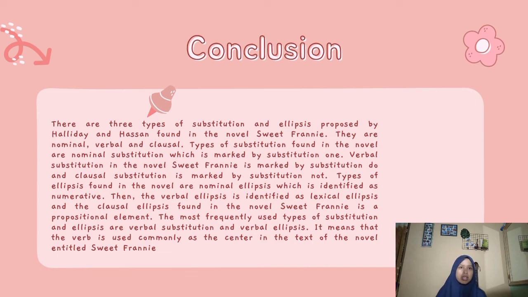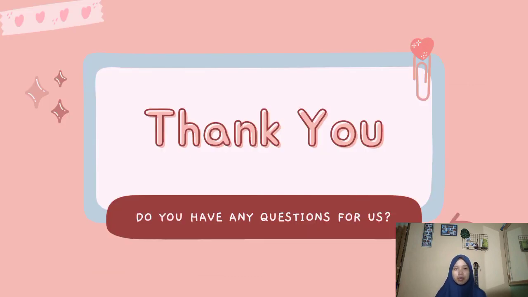Types of ellipsis found in the novel are nominal ellipsis, which is identified as numerative, then verbal ellipsis, identified as lexical ellipsis, and clausal ellipsis, identified as propositional elements. The most frequently used types of substitution and ellipsis are verbal substitution and verbal ellipsis. It means that the verbal type is commonly used in the text of the novel Sweet Franny. I think that's all about the explanation of the topic from the third group.